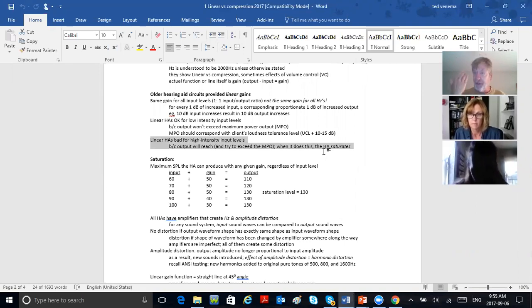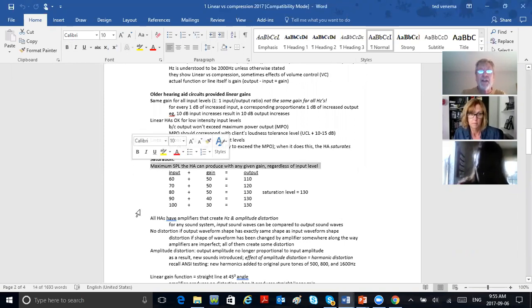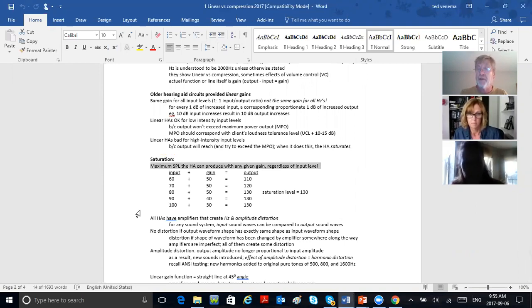Well, same with the linear hearing aid. It's full. It's not going to put out any more output. It's got a limiting factor. So read what it says here, saturation: the maximum SPL that the hearing aid can produce, and what that means is the maximum output SPL that the hearing aid can produce with any given gain, regardless of the input level.